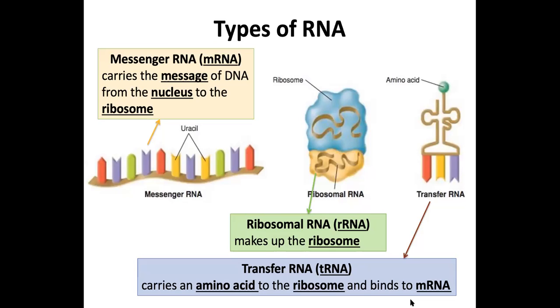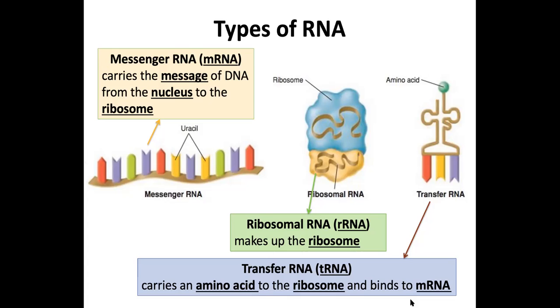Okay. The second type you see in the middle is rRNA, which stands for ribosomal. Essentially, this is what makes up the ribosome. That's it. Ribosomal RNA, ribosome. This one has 2 subunits, a large subunit and a small subunit. So you're going to see all of these types of RNA compiled together when we get into the translation piece.